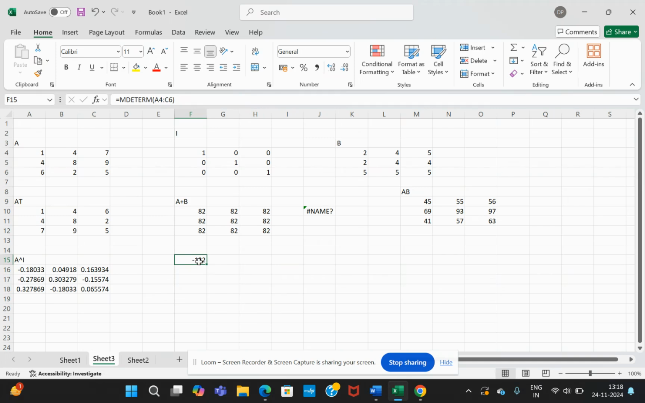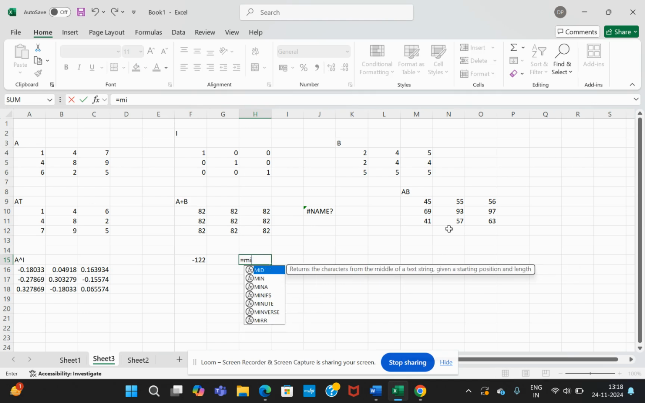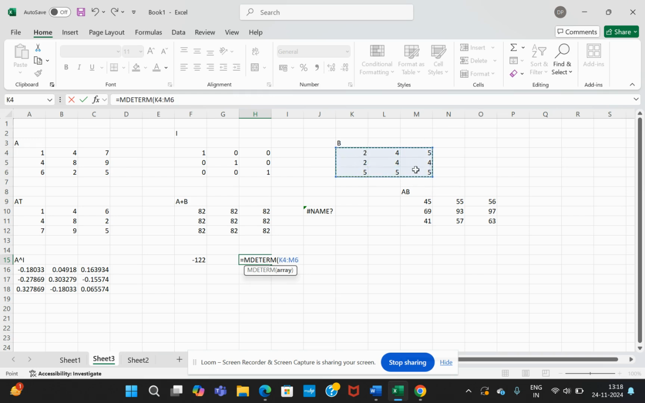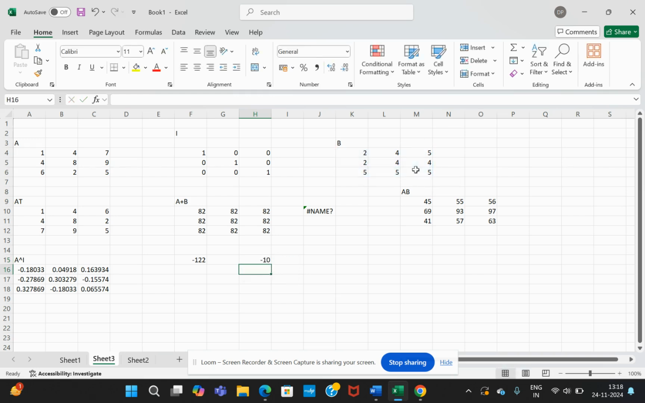Okay, next is the determinant of matrix A. Let's simply use M determinant and select the matrix. Let's consider the determinant of matrix B. So M determinant, and then select the matrix B and just press the enter button. So the determinant of A is 10.